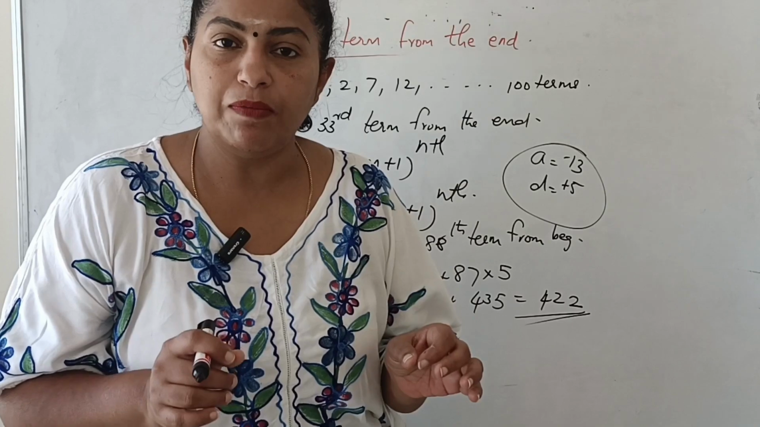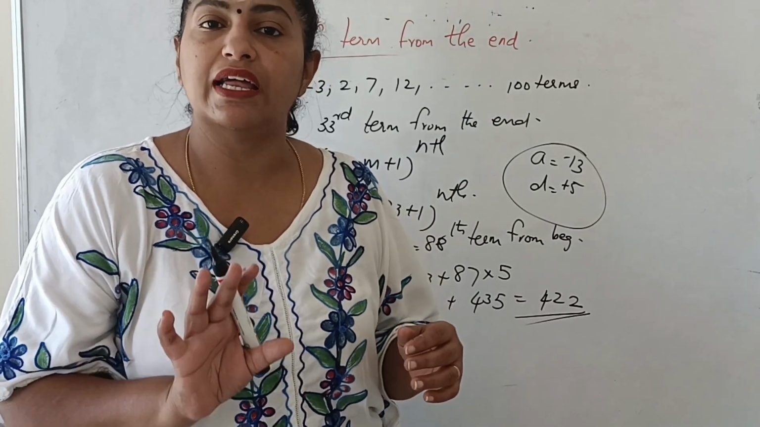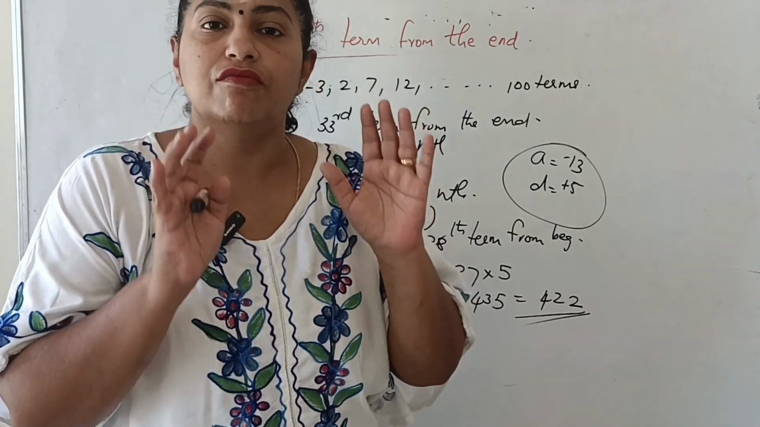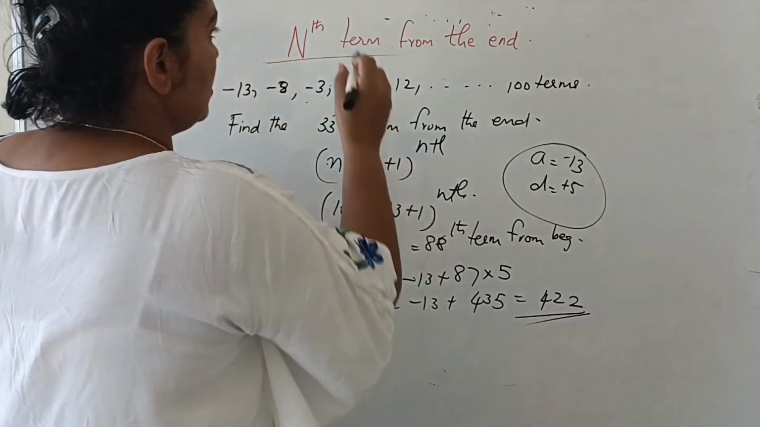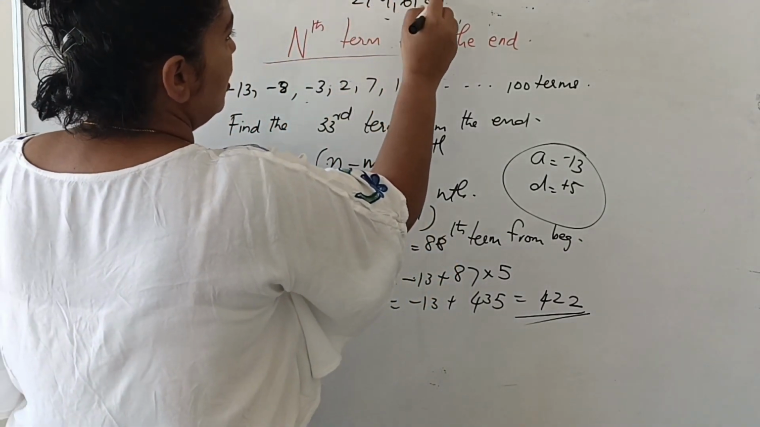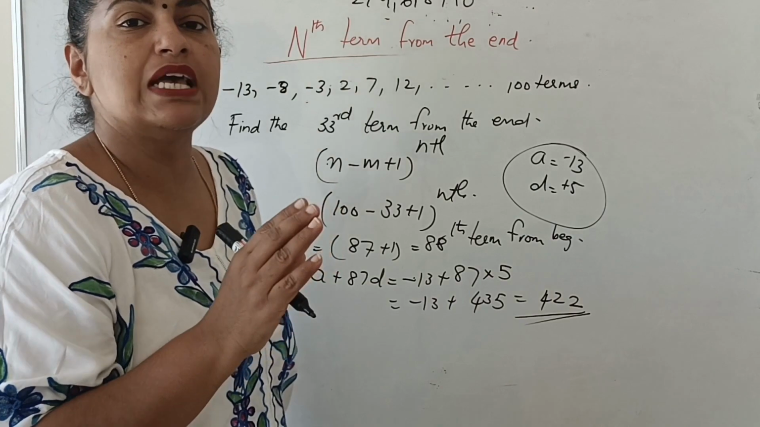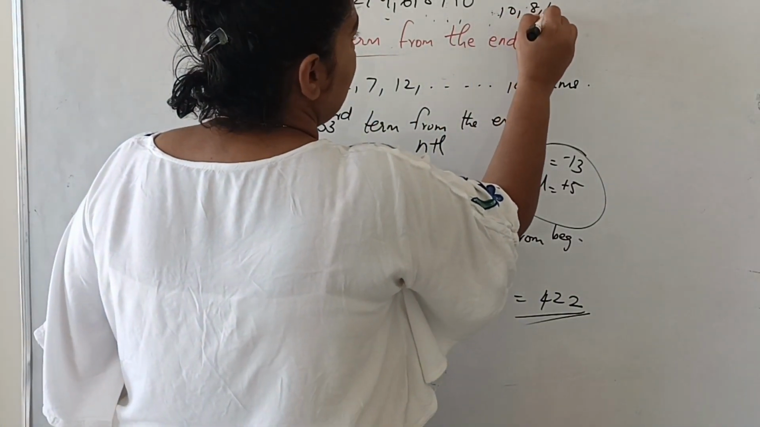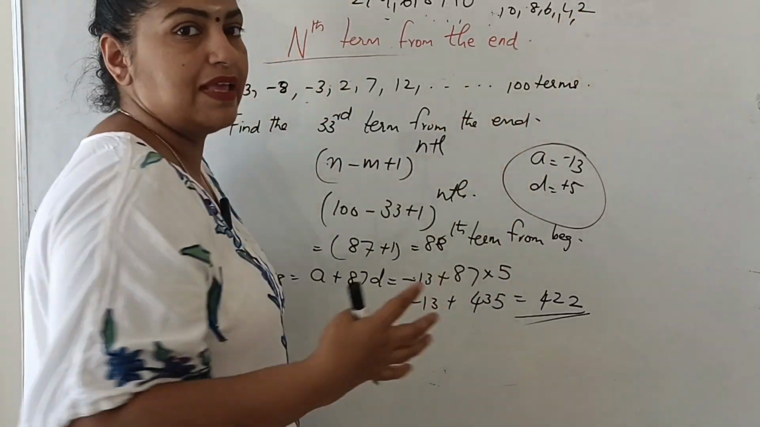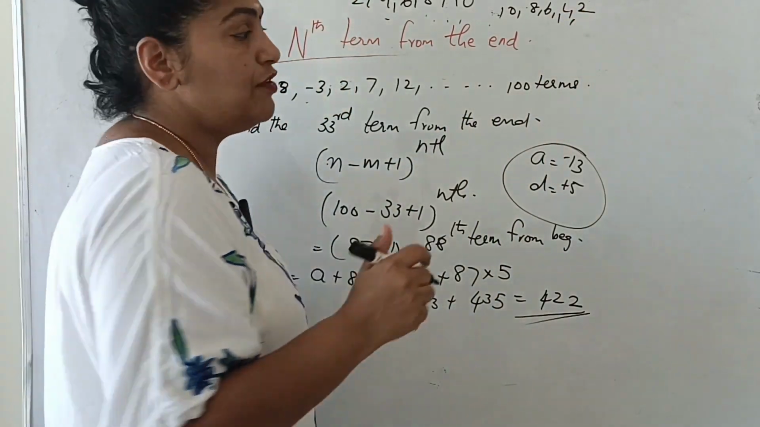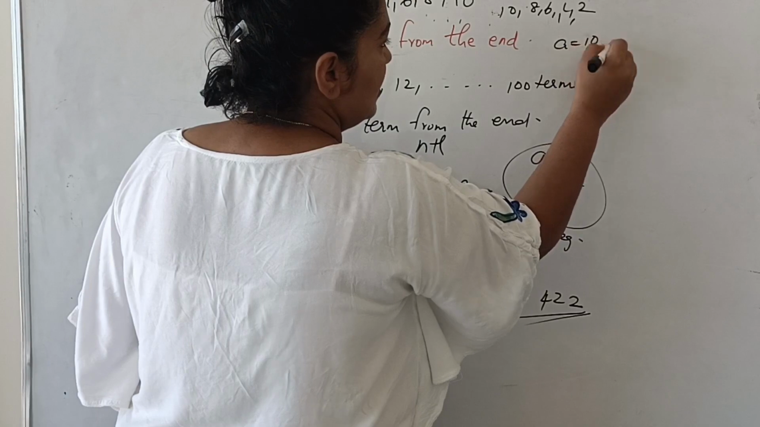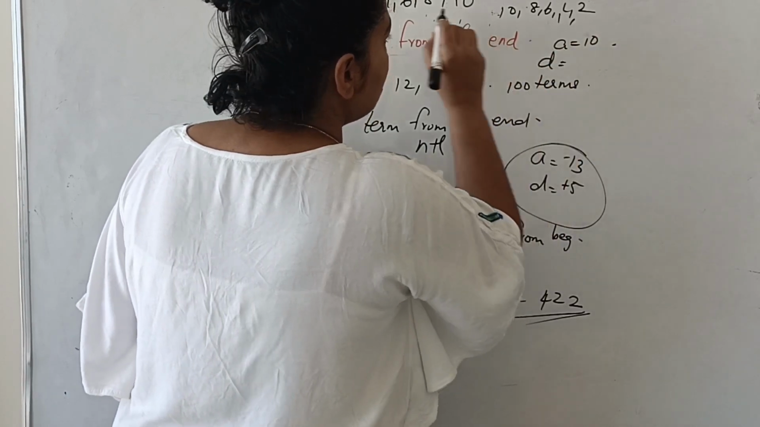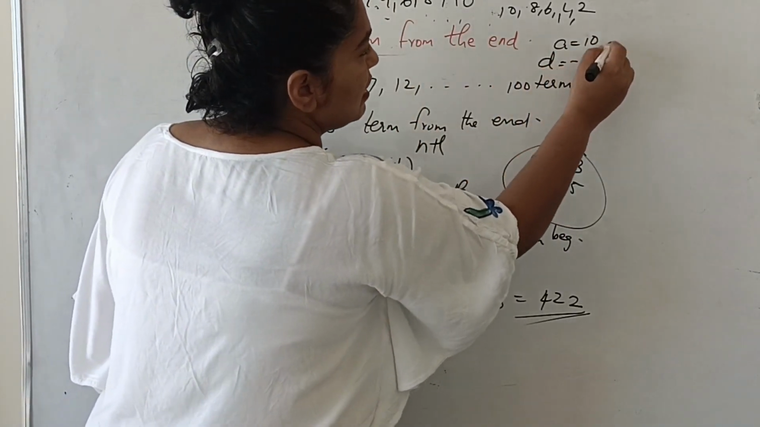Now this is by applying the formula. As I told you, there is another way. When we have an arithmetic progression, suppose 2, 4, 6, 8, 10, I write the arithmetic progression in the reverse form, which is 10, 8, 6, 4, 2. This is again an arithmetic progression. The only difference is that now my a is 10 and my common difference, instead of 2, becomes minus 2.